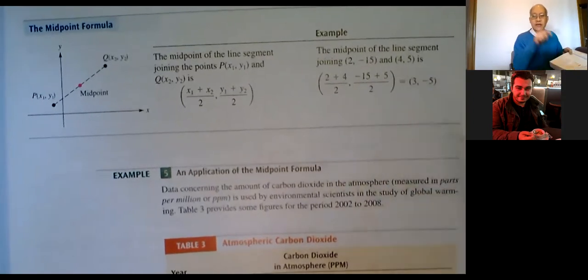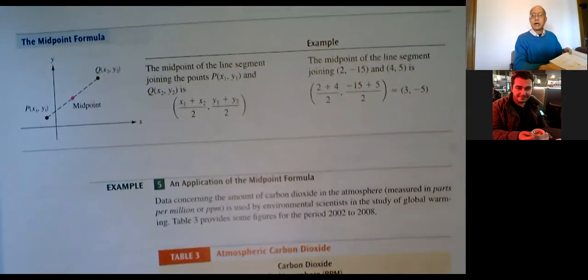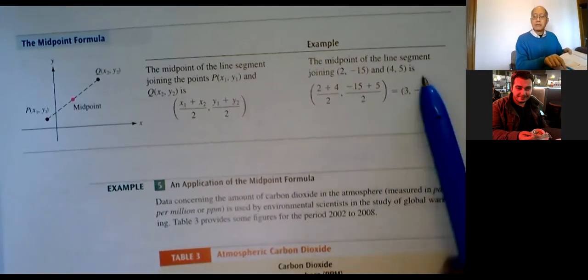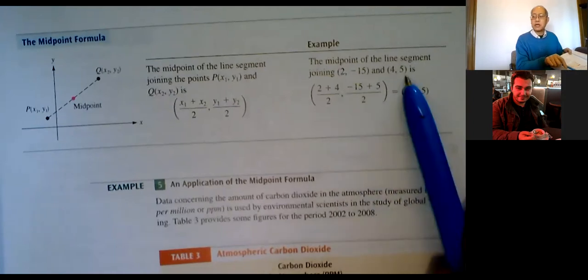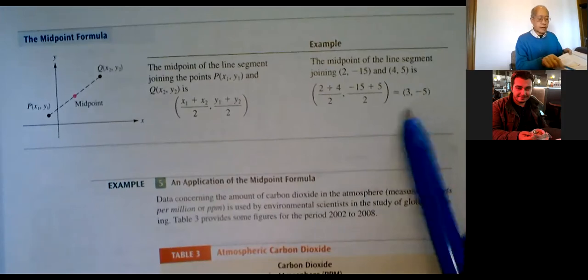Okay. -15 and 5. Maybe you can't immediately say, oh yeah, I know what the number right in the middle is. So just use the formula. Add them up and divide by 2. -15 plus 5 is -10. -10 divided by 2 is -5. Okay, so that's how you do that.